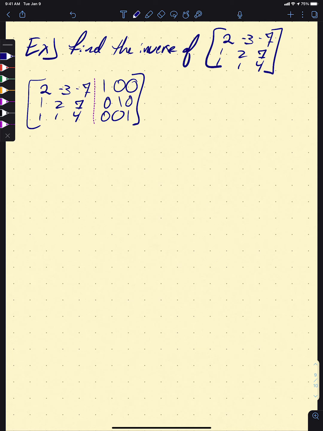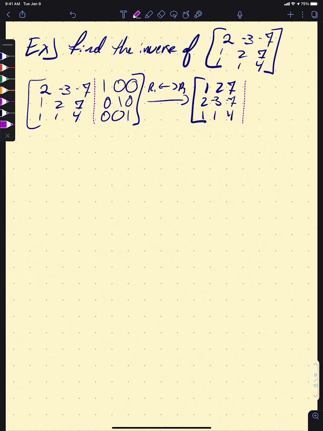So with what we're doing with this guy, remember the thing that worked really nice about our last one was we had a 1 in the upper left-hand corner. In this one, we don't, but if you remember, one of our elementary row operations that we can do is switching the order of rows, right? So I can take row 1 and switch it with row 2, and we're going to get the following matrix after we do that, right? We're going to get 1, 2, 7; 2, -3, -7; and 1, 1, 4.